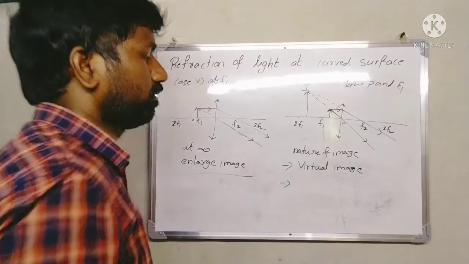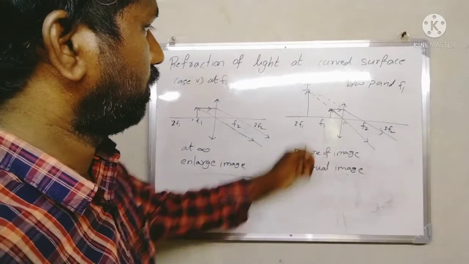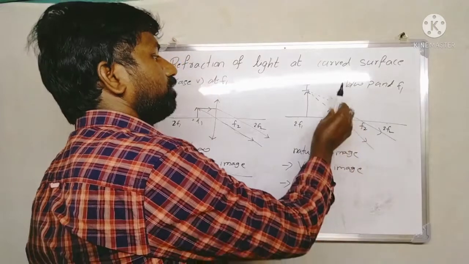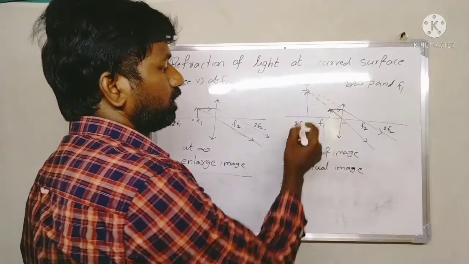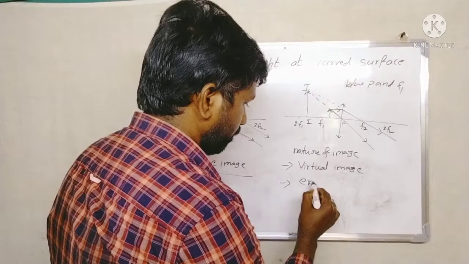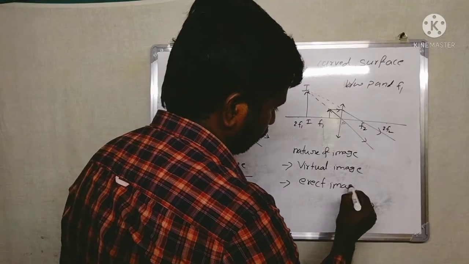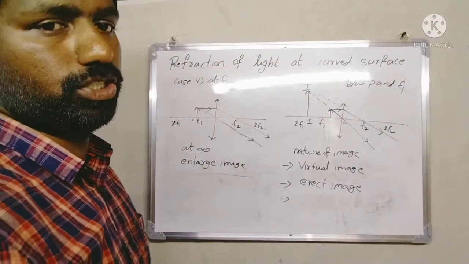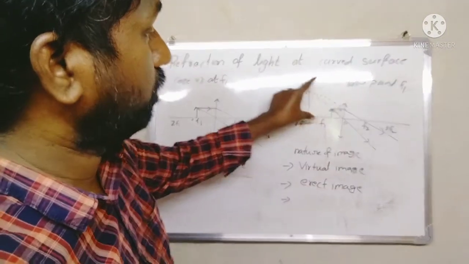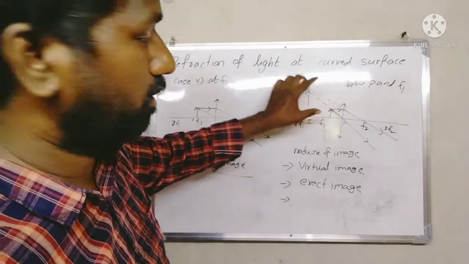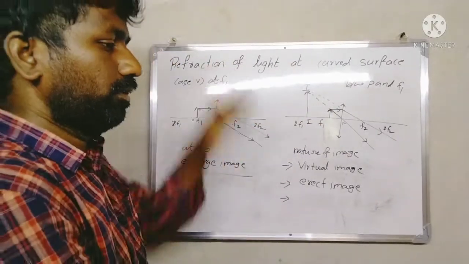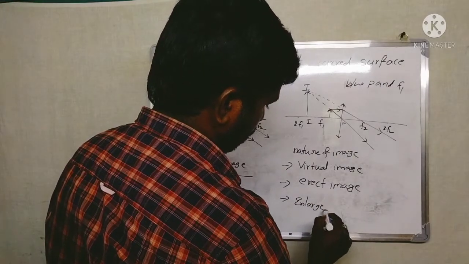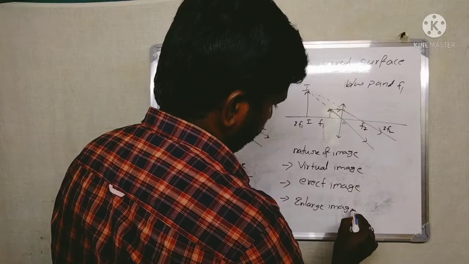And the next one is virtual image as well as erect image. Why? Because we kept the object above the principal axis and we got the image also above the principal axis. Erect image. And after that, virtual image, erect image, and this is the size of the object, but this is the size of the image. So you are getting a big image, which is nothing but an enlarged image.